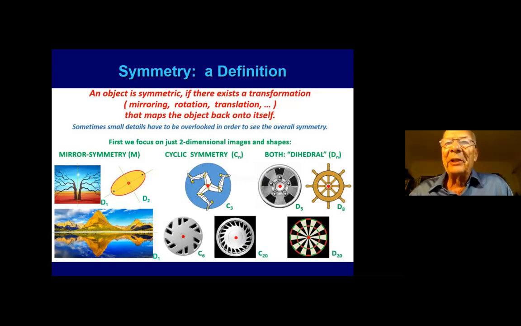Now, looking back at the mirror examples on the left, we can see that we can also label them as either D sub 1 or D sub 2, depending on how many mirror lines we have. So if your image or pattern is of finite size, then there are just 2 families of symmetries, the types C sub n and the types D sub n, and that's all there is. End of story.